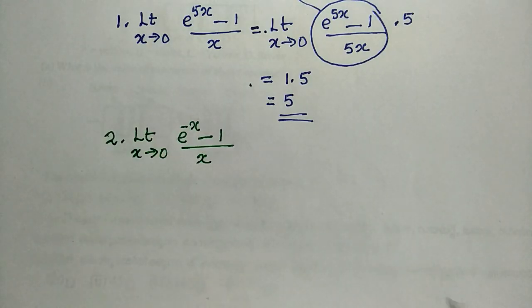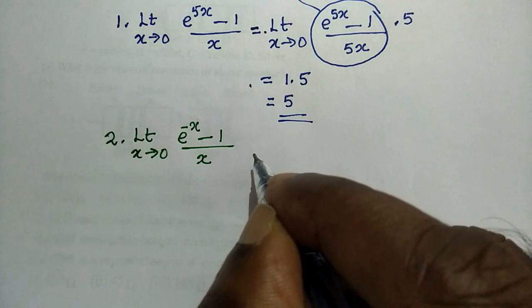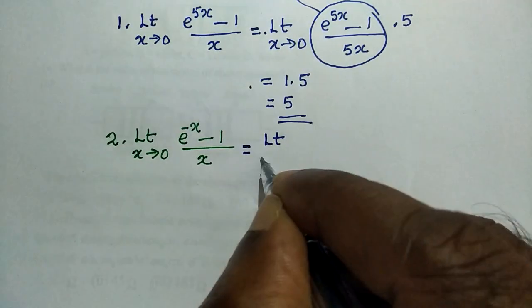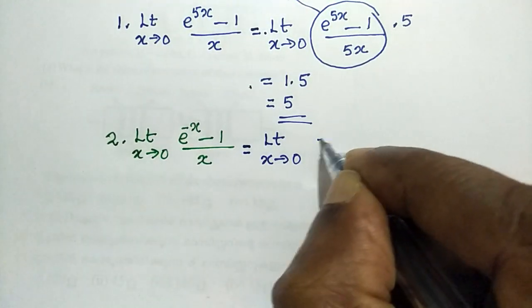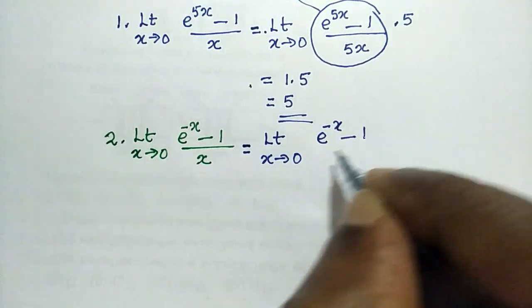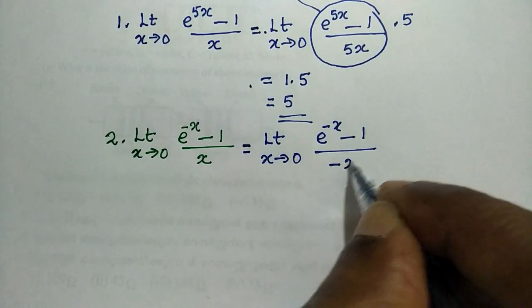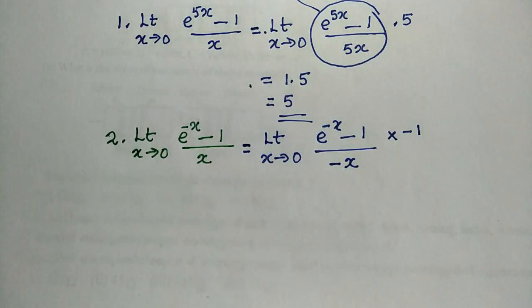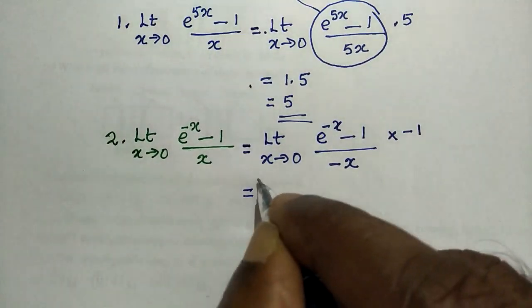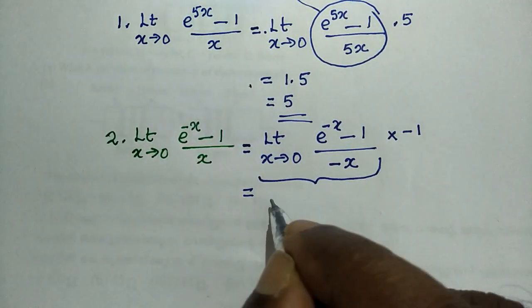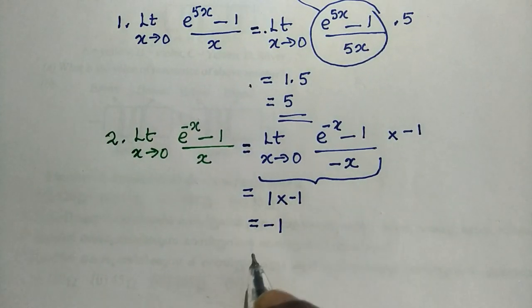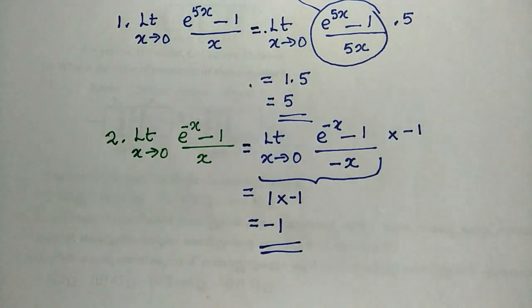The second question, e raised to negative x. So there is no negative x in the denominator, so multiply the denominator by negative. So the question changes to limit x tends to 0, (e raised to negative x minus 1) divided by negative x, so multiply the numerator by negative 1. So this part will be, according to the standard result, 1, and that 1 into negative 1. So the final answer is equal to negative 1. Okay.